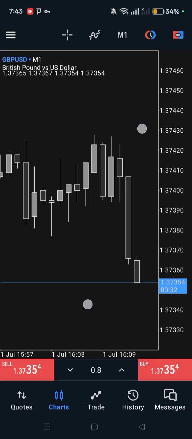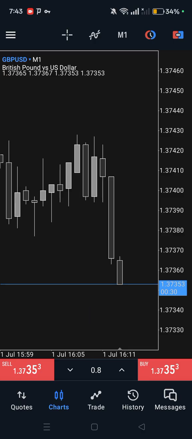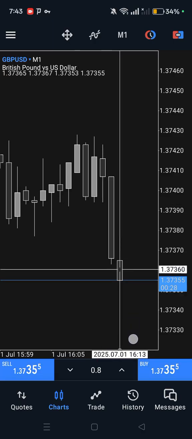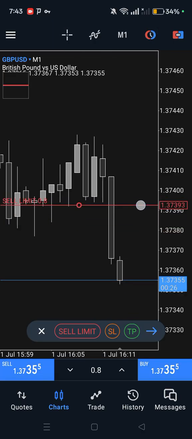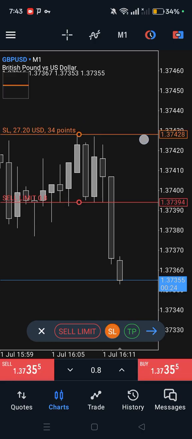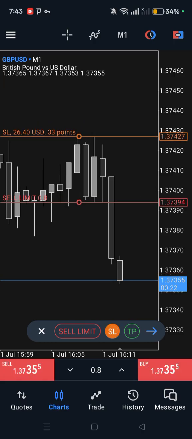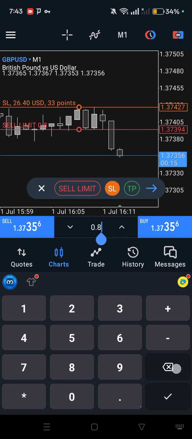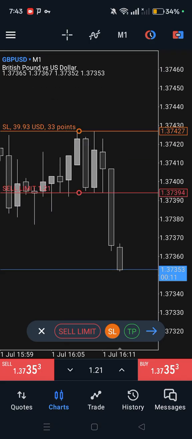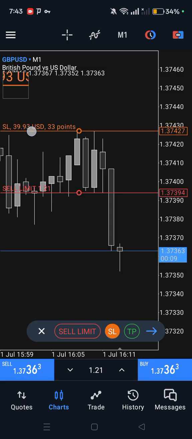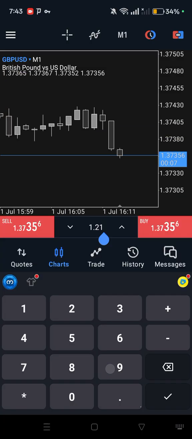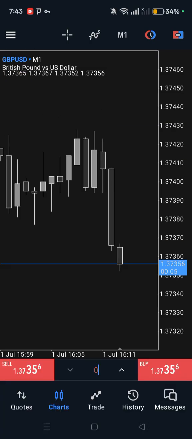And on the 1 minute, about 10 seconds before the candle closes, I'm just going to take the stop loss, $40 divided by the points, so it'll be 33, and then you get 1.21, right? And that's $40 right there. See, that's how I'm going to have to go with this.